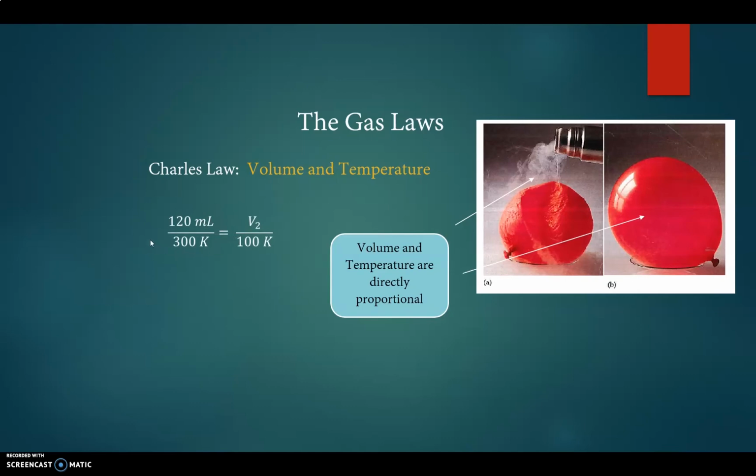So, for example, if we started out with a balloon that contained 120 milliliters of gas at a temperature of 300 Kelvin, if we decrease the temperature by adding liquid nitrogen, so we've essentially cut the temperature to 1/3 of its original value, so we would expect the volume to decrease to 1/3 of its original value as well, and it would now become 40 milliliters. So that is Charles' law.